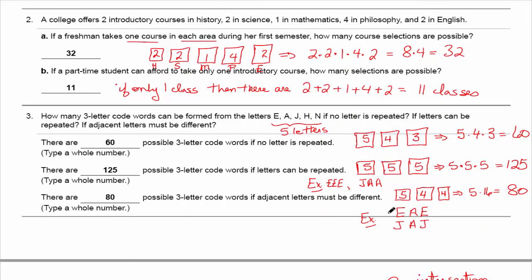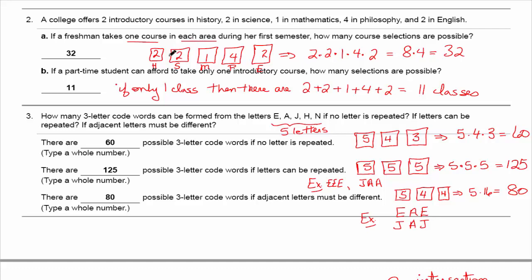All right, in question 2. A college offers 2 courses in history, 2 in science, 1 in math, 4 in philosophy, and 2 in English. So let's see. If a freshman takes 1 course in each of the areas, how many selections are possible?